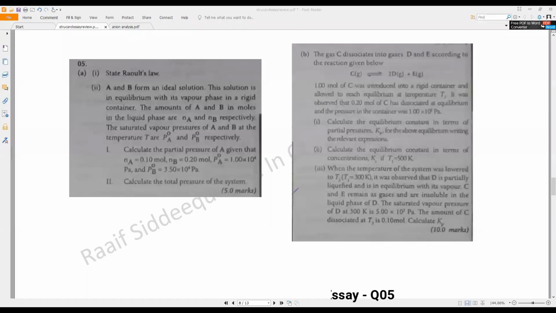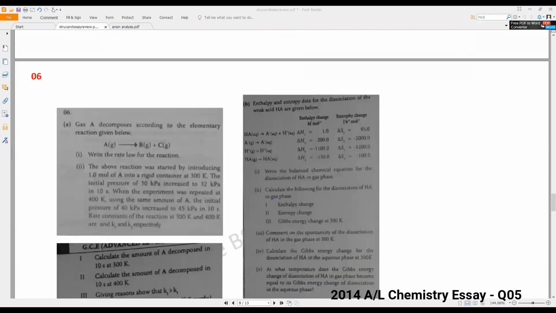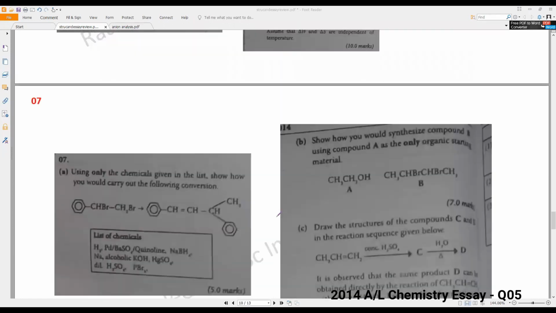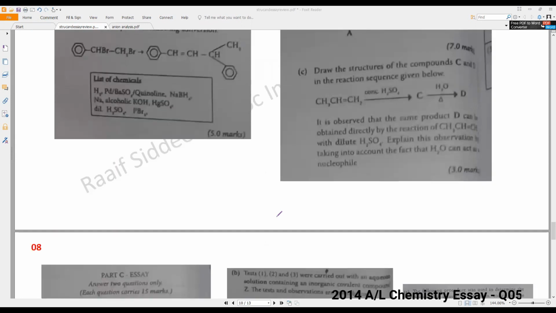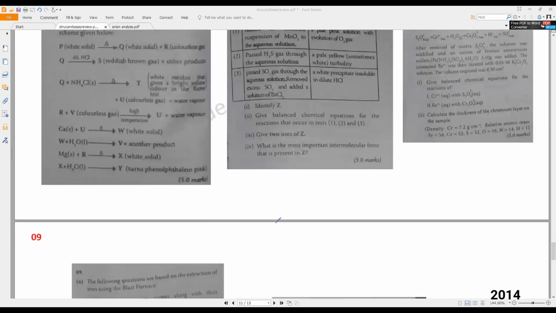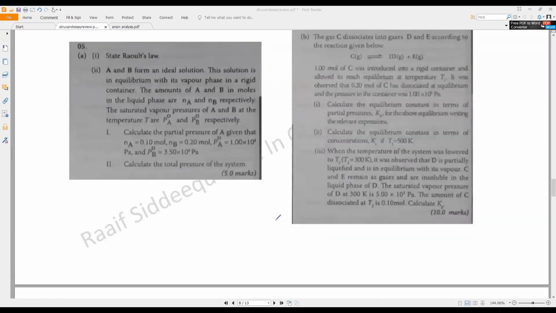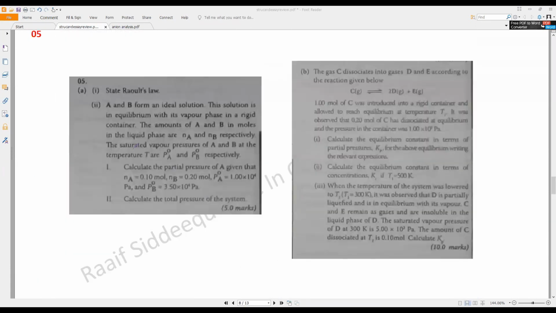Question number 5. So this is physical chemistry. Question number 6 also physical chemistry. Question number 7 is organic again. Then 8, 9, and 10, inorganic, industrial, and a little bit of redox chemistry. So state Raoult's law. This should be very straightforward at this point.